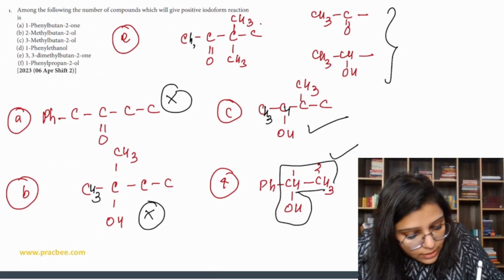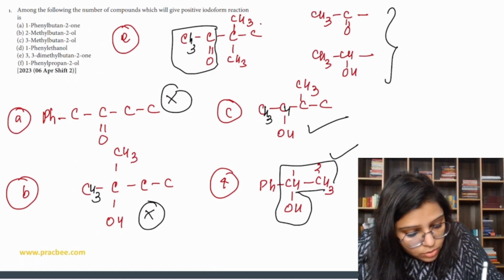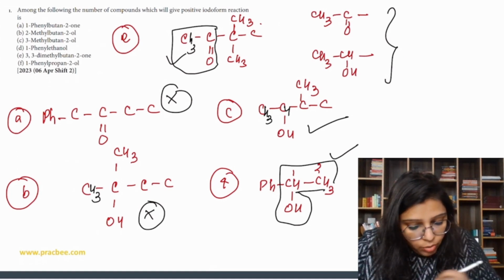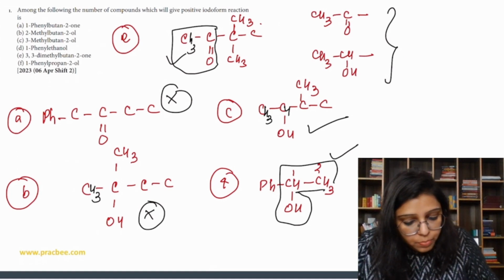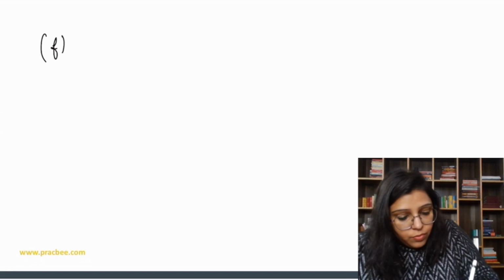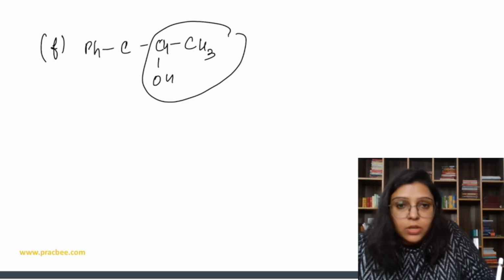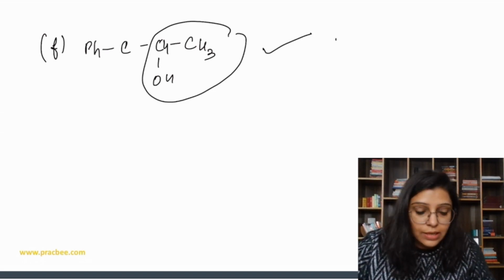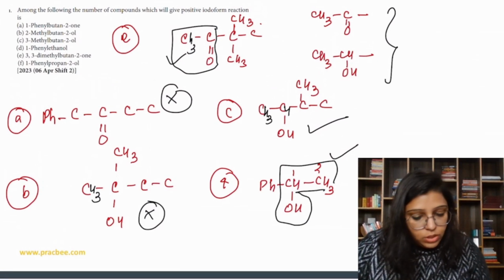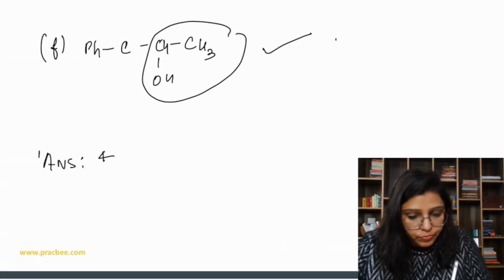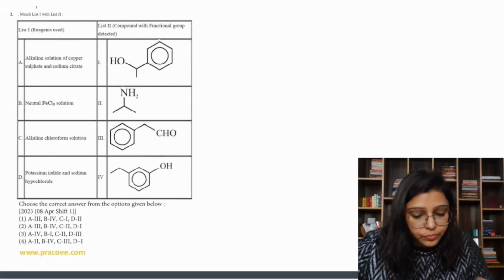Now look for E. In E, we have CH3 C double bond O. So this is the methyl ketone. We have methyl ketone, so E can give. Now F, 1-phenyl propan-2-ol. So 1-phenyl and propan-2-ol. So again we have CH3 CHOH group. So this can give. So total options 1, 2, 3, 4. So total answer is going to be 4. Now let's do next question.